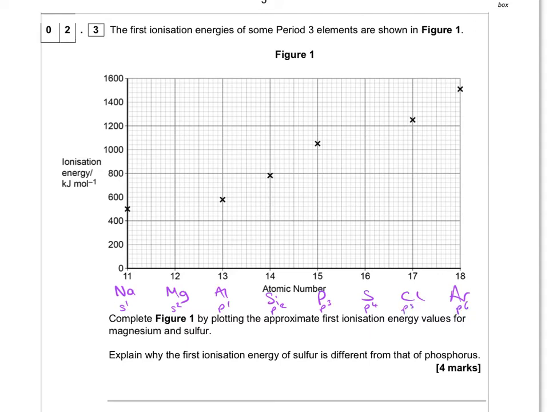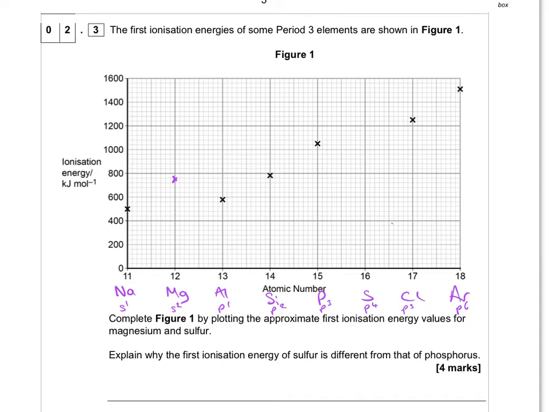So we know there's going to be a slight increase going from sodium to magnesium because we've got an increase in nuclear charge and we've got the electrons going into the same subshell. So we're going to expect the value for magnesium to be a little bit higher, but not too high. So we're looking between 600 and 800. So I'm going to put mine about there. That way you can see the drop then between magnesium and aluminium, which you'd expect to get because you're changing subshells, and that extra little bit of shielding means that aluminium's outer electron is slightly easier to remove.